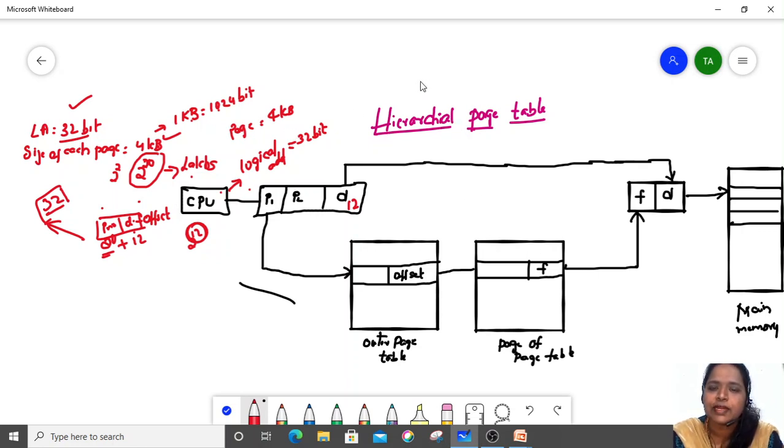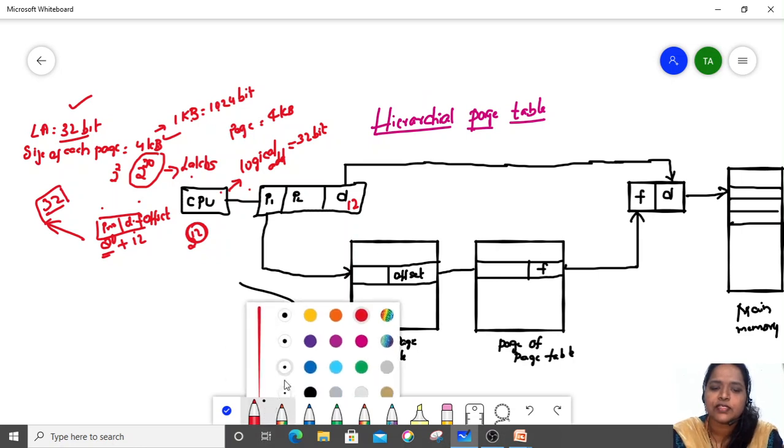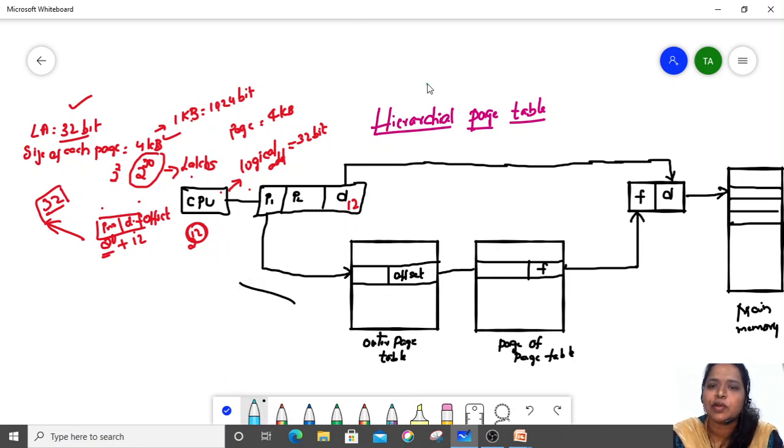So this diagram shows a 2-level paging diagram. This is the first level and this is the second level. That's the reason why we call it 2-level paging. So this is the first paging level and this is the second paging level.